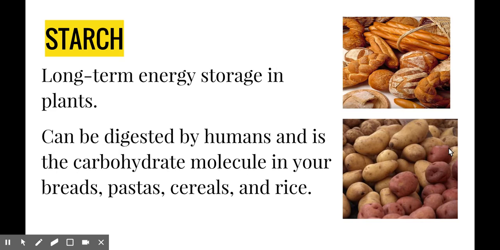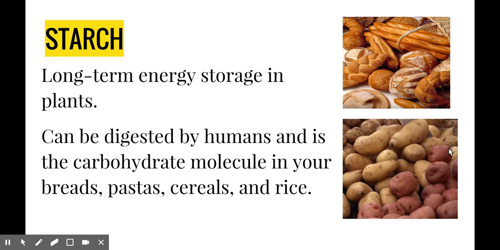The next one we want to know is starch. Starch is long-term energy storage in plants. It can be digested by humans, and when we talk about carbo loading, if you have a big race or some big sporting event and you have a pasta party the night before, and you say that you're carbo loading for energy, what you're doing is eating a lot of starch. This starch comes from stored extra glucose molecules.